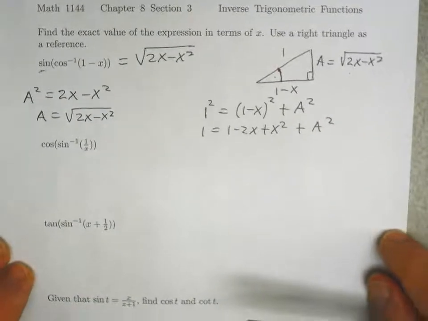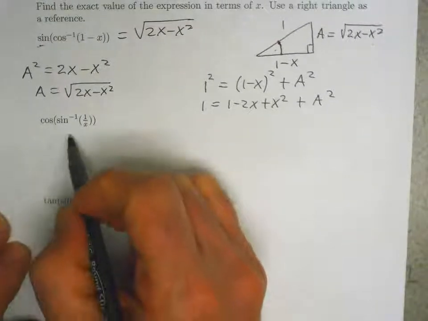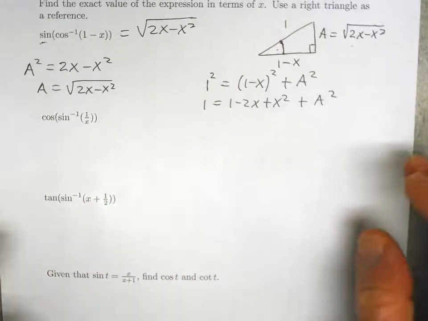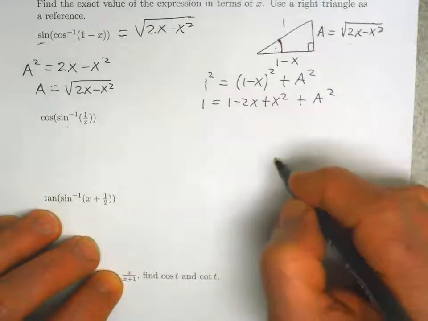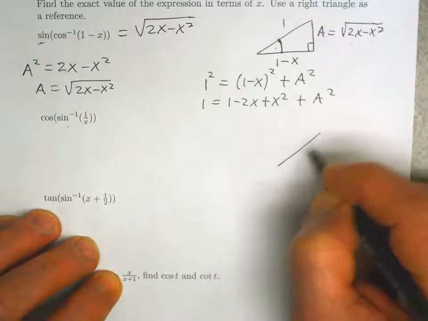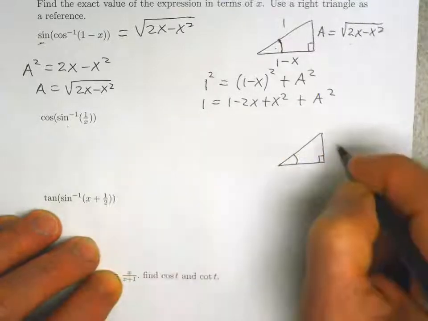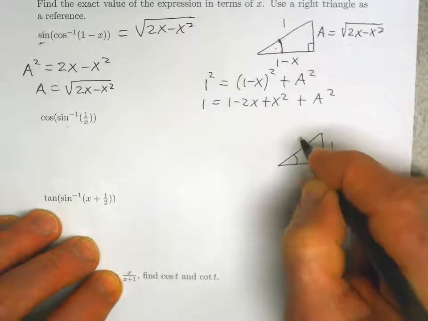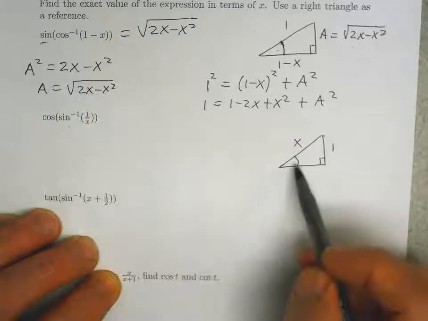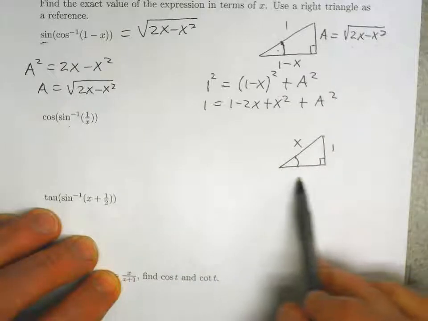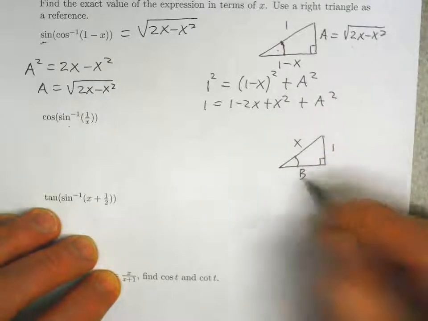Okay, we do the same sort of thing in the next exercise. Find the cosine of the inverse sine of 1 over x. Okay, so the inverse sine of 1 over x, that represents the angle. Here's the angle whose sine is 1 over x. So opposite over hypotenuse, 1 over x. And we want to find the cosine of that angle, so we still have to find the adjacent side. So let's call this side B momentarily.